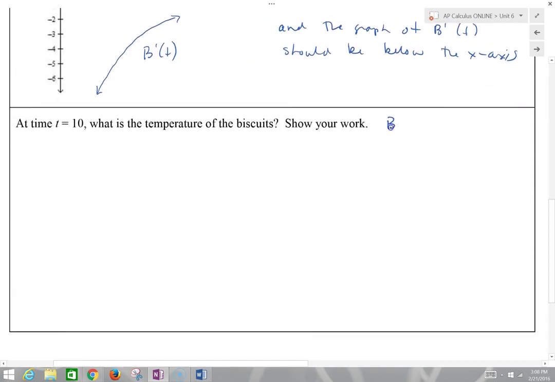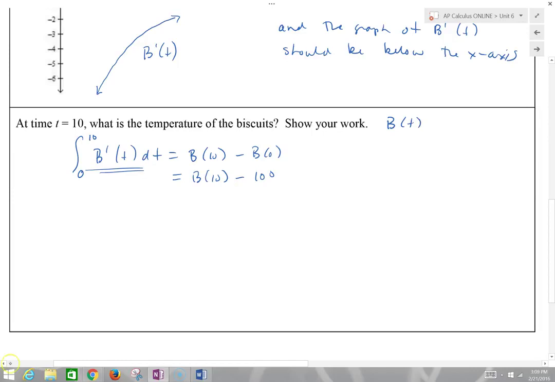Alright, at time equals 10, what is the temperature of the biscuits? Well, we do not have b of t, so we can't plug 10 in, but we do have b prime of t. So we take the antiderivative, and we go from 0 to 10 of b prime of t dt. This is going to be equal to b of 10 minus b of 0. And we know b of 0 equals 100, so b of 10 minus 100 is going to be equal to this.